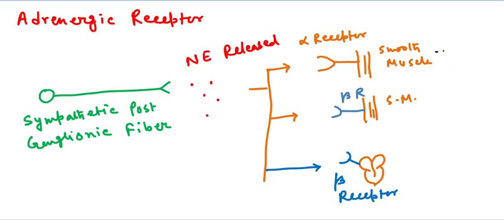Okay, then this causes the stimulating effect. When norepinephrine binds with the alpha adrenergic receptor in smooth muscle, this causes a stimulating effect, and for this reason the smooth muscles will be contracted, right? When the norepinephrine binds with this alpha receptor, it stimulates the smooth muscles, and this causes their contraction.